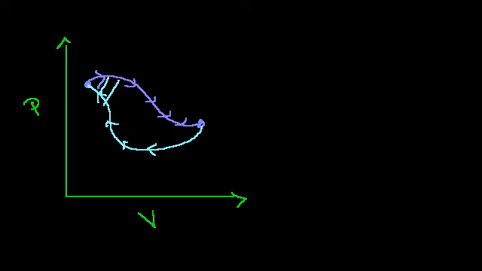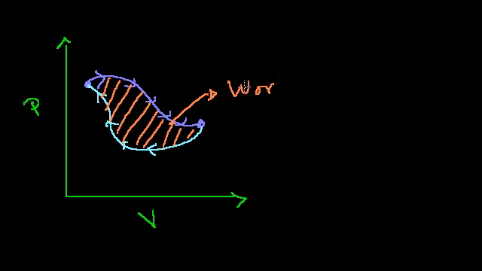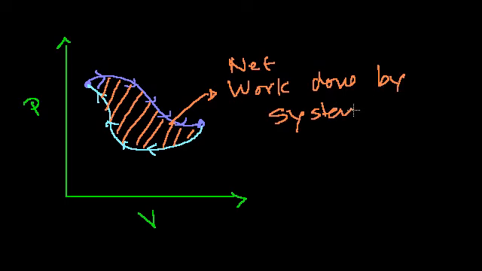So this is, let me do it in a different color. The net work done would be the area inside of this path when I go in this clockwise type of direction. So this is the work, the net work. Let me write net work done by system. Done by the system.